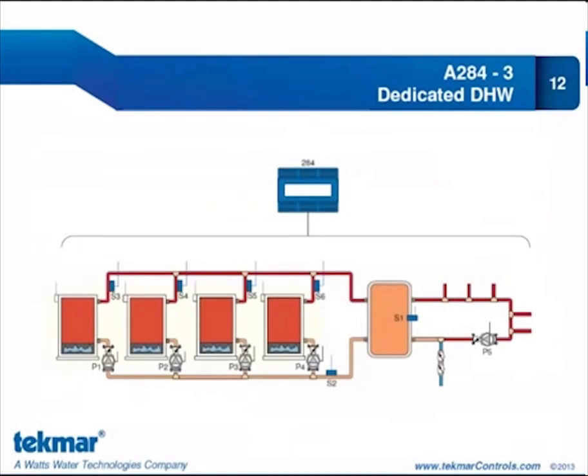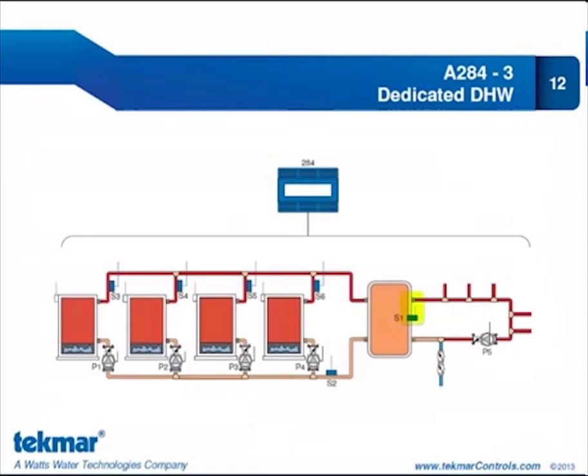Application 3 shows four two-stage non-condensing boilers that are being operated to provide a fixed set point temperature for a dedicated domestic hot water load. Notice the domestic hot water recirculation pump. This pump can always be operational, so that hot water is always readily available, or it can be operated on a schedule to provide energy savings.